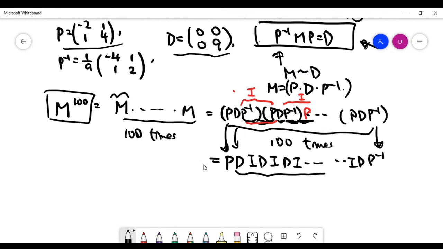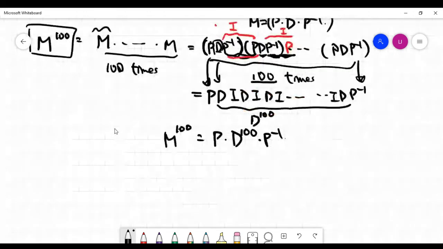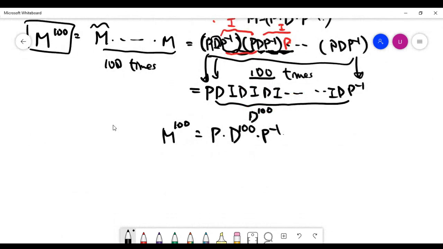Please look at how many copies of the diagonal matrix you have. Basically you have 100 copies of the diagonal matrix D, because D occurs in each bracket, and we have 100 brackets in total. So we have a nice equation: M to the power 100 is the same as P times D to the power 100 times P inverse. Why am I interested in that? Because it really facilitates our computation.